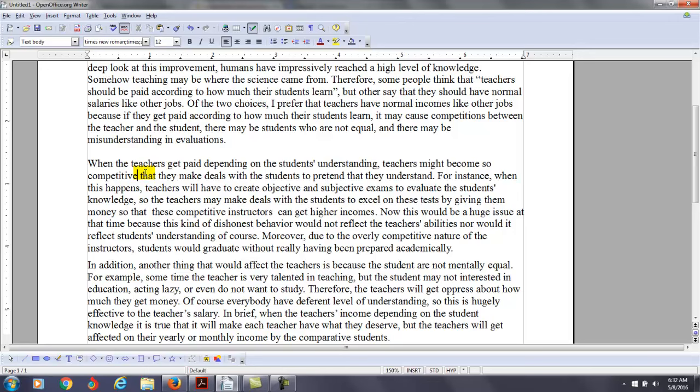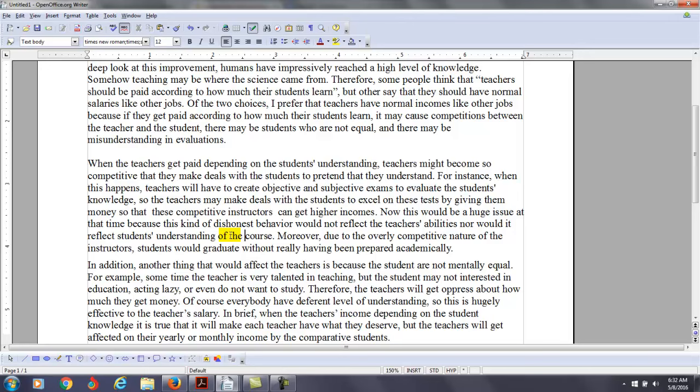For instance, when this happens, teachers will have to create objective and subjective exams to evaluate the student's knowledge, so the teachers may make deals with the students to excel on these tests by giving them money so that these competitive instructors can get higher incomes. Now, this would be a huge issue at the time because this kind of dishonest behavior would not reflect teachers' ability, nor would it reflect students' understanding of the course. Moreover, due to the overly competitive nature of the instructor, students would graduate without really having been prepared academically.